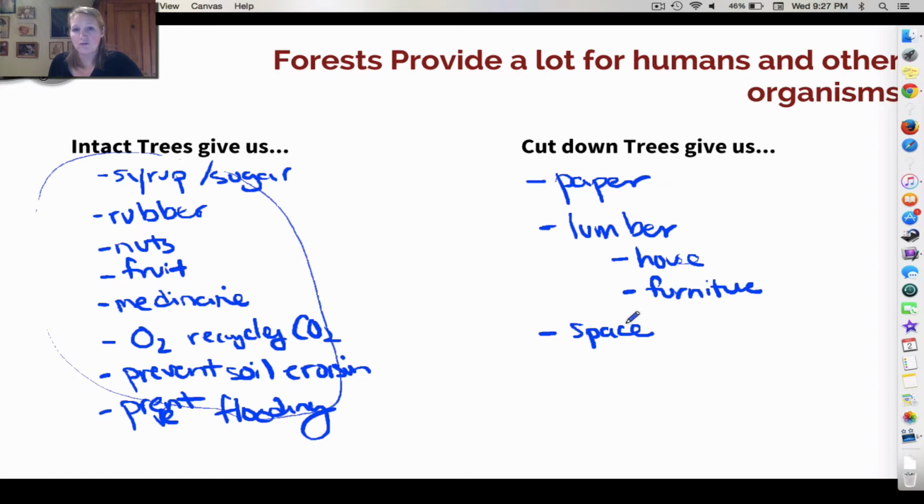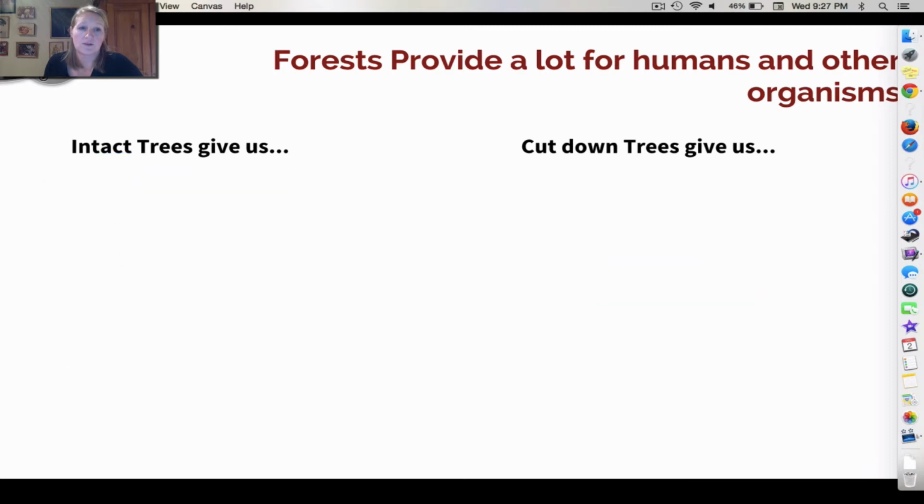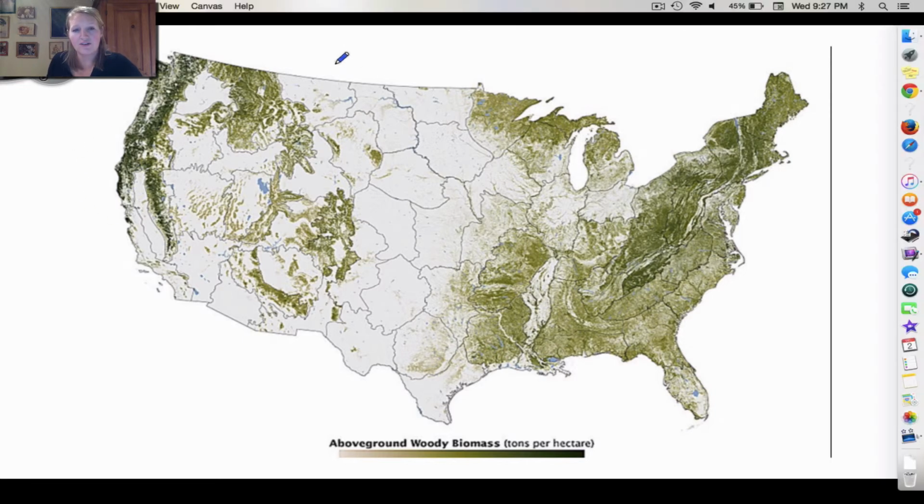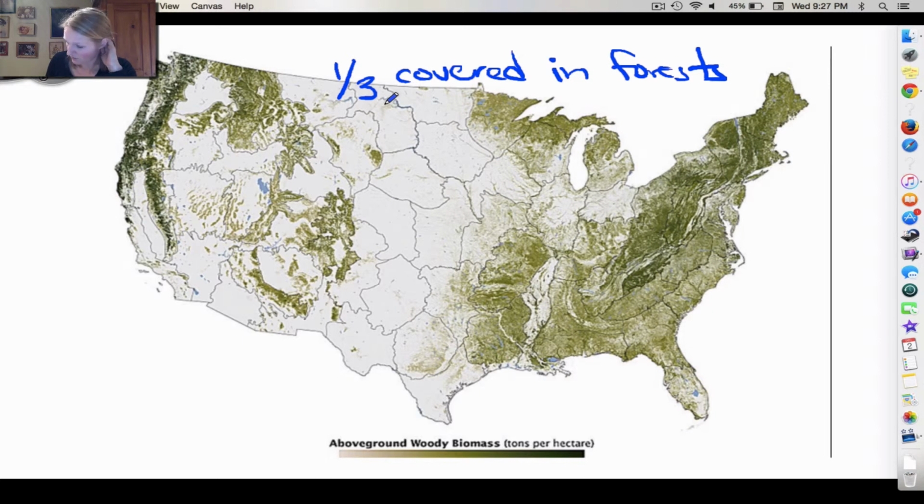So in general, forests provide a lot. I would say that this one doesn't really belong in this category, but as far as providing for humans and other organisms, but all different things to think about. So we can use intact trees, but we can also use cut down trees, and we use them a lot. Okay, very important. One cool statistic that I got, 1/3 of the United States is covered in forests. Okay, so just about a little, I think, under or over 1/3 is covered in forests.